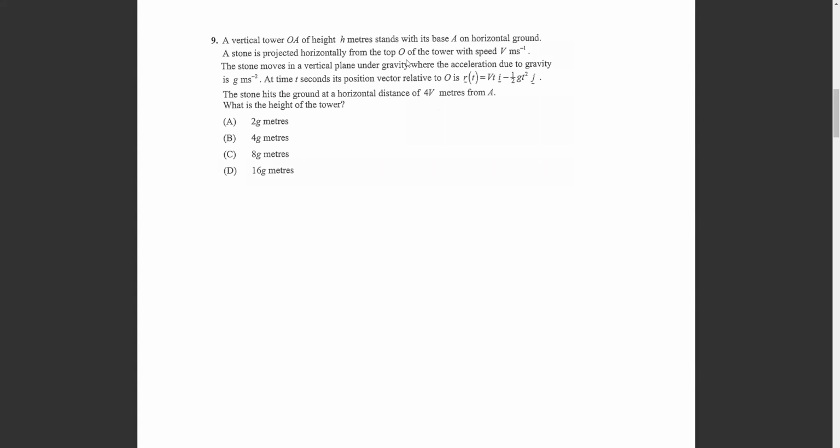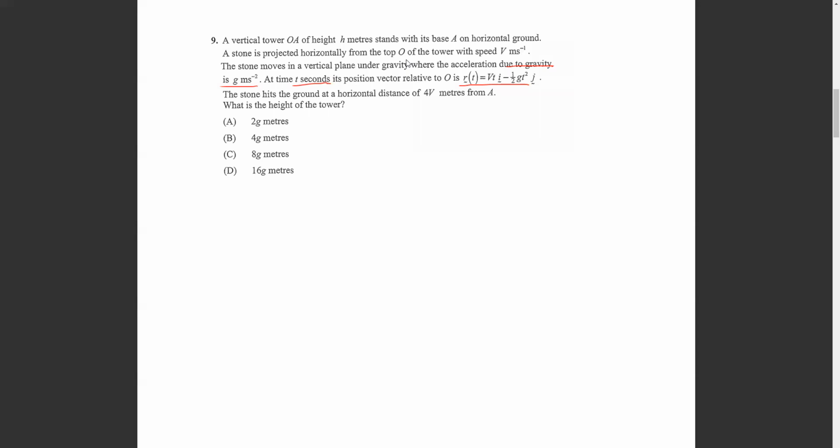A stone is projected horizontally from the top O of the tower with speed v, and the stone moves in the vertical plane under gravity, where acceleration due to gravity is g, all very standard. At time t seconds, its position vector, so where it is in the x and y direction, is given by vt i minus half g t squared j. And the stone hits the ground at a horizontal distance of 4v meters from A. What is the height of the tower?